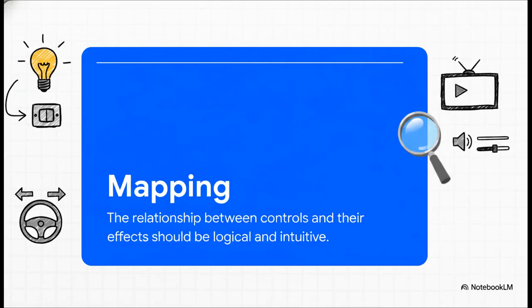Which leads us perfectly into principle number 4, mapping. Mapping is all about predictability. The relationship between a control and its resulting effect should be entirely logical and intuitive, usually based on how things are spatially laid out in the real world.